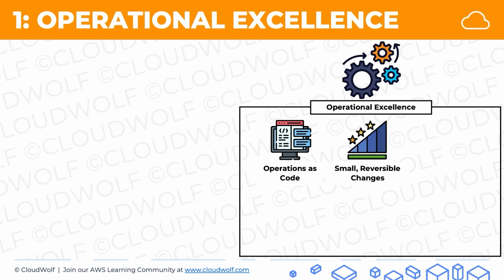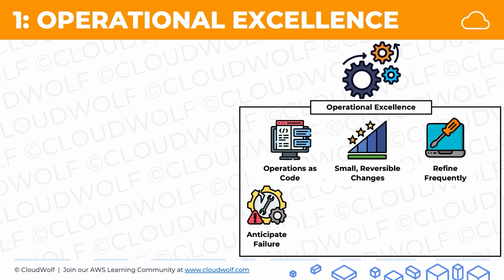The second design principle is to make small reversible changes. So it's better to roll out small updates to your application, website, infrastructure piece by piece rather than doing it all in one go, because that helps you observe how those small changes are impacting your users, and you can roll back if necessary. Refine frequently. This refers to the procedures that you have. So regularly refine and update your procedures and communicate changes to the teams.